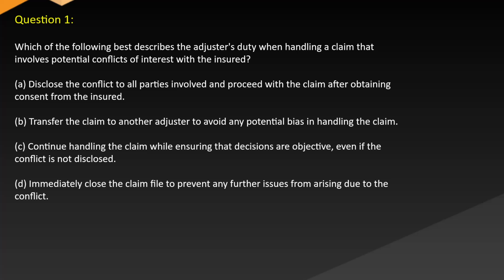B. Transfer the claim to another adjuster to avoid any potential bias in handling the claim. C. Continue handling the claim while ensuring that decisions are objective even if the conflict is not disclosed. D. Immediately close the claim file to prevent any further issues from arising due to the conflict.